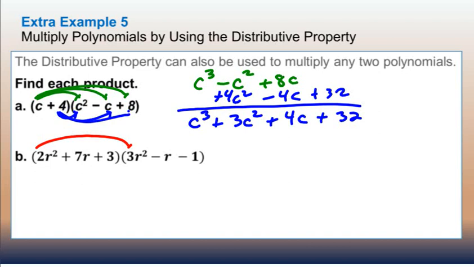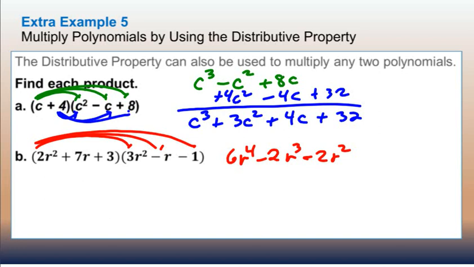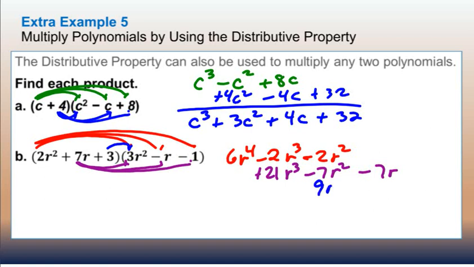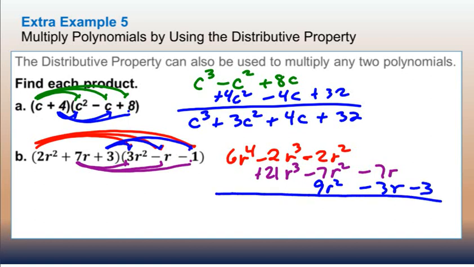And the last one, distribute. Now we have 6r to the 4th minus 2r cubed minus 2r squared. 7r times 3r cubed is 21r cubed. Negative r is negative 7r squared. And 7r times negative 1 is negative 7r. And our last one, 3 times 3r squared is 9r squared. 3 times negative r is negative 3r. And 3 times negative 1 is negative 3. Add straight down, and we get 6r to the 4th plus 19r cubed. The r squares all cancel out, and we're left with negative 10r minus 3.